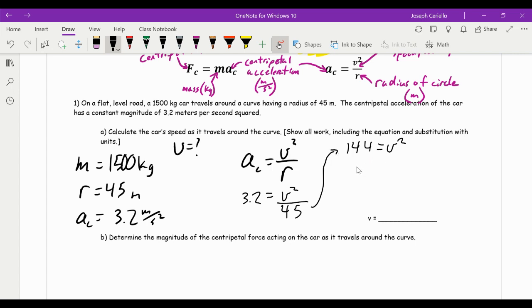Take the square root of both sides. You should recognize that. I get 12 equals v. So 12 meters per second is the speed this car is going around the track.